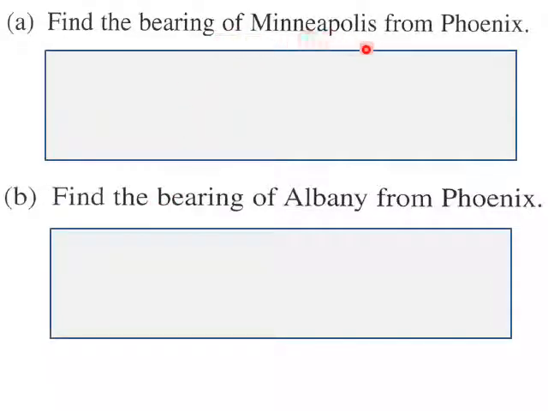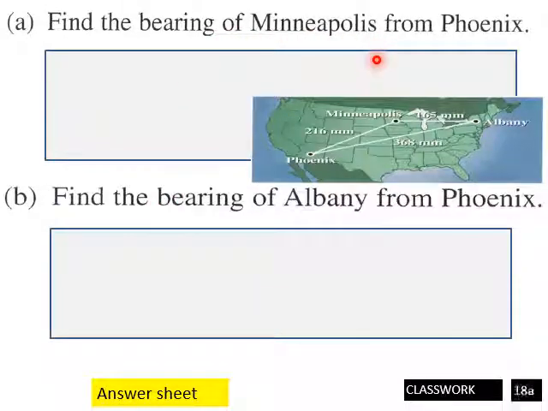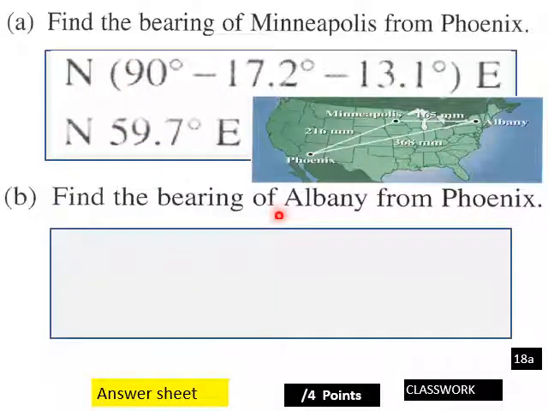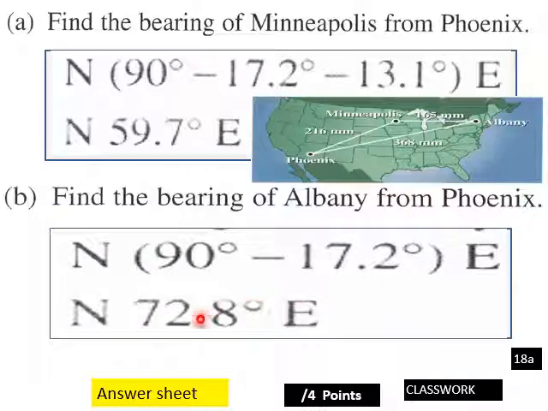And then find the bearing of Minneapolis from Phoenix. So to find that, we go north 90 minus 17.2 minus 13.1, and then we get north 59.7 degrees east. We subtract 17.2 and 13.1 from 90, and then we get this number. And then down here, find the bearing of Albany from Phoenix, so we get north 90 minus 17.2, and we get 72.8 degrees east for a bearing of Albany from Phoenix.